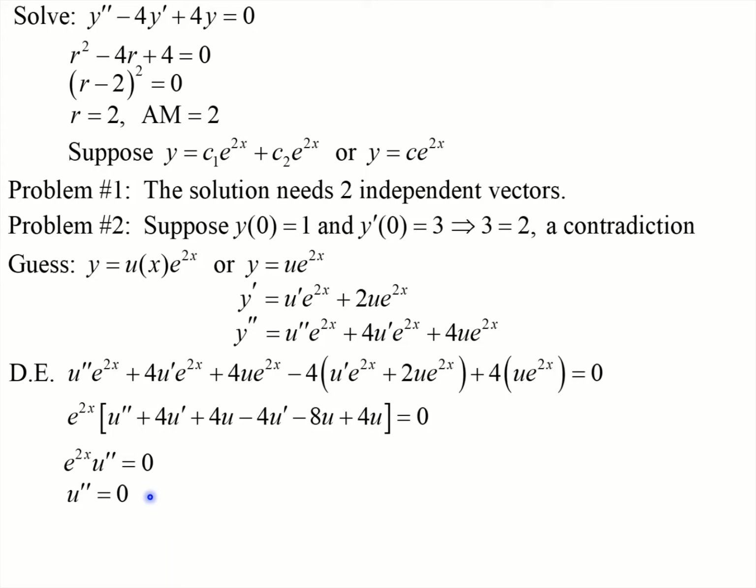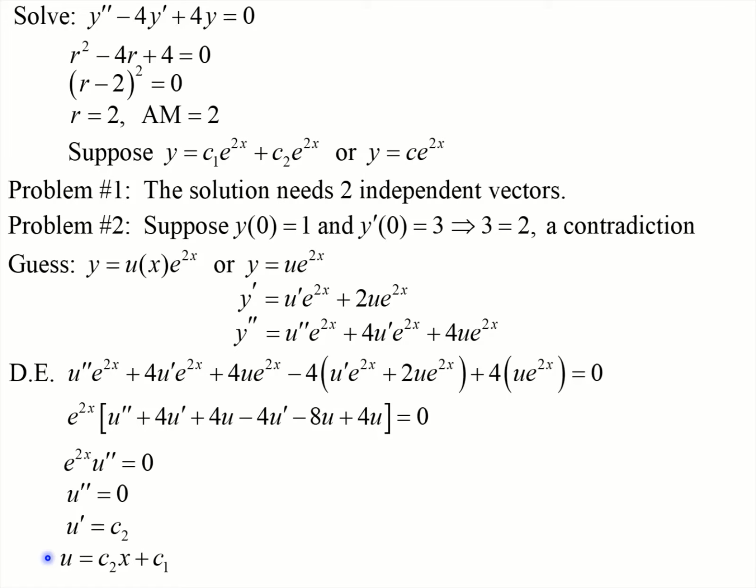The antiderivative would give me u prime on the left plus a c, and then on the right I'd get another constant, so I'll just call that c2. So u prime equals c2. I'm going to go ahead and take the antiderivative on both sides of this equation. I'm going to get u on the left, c2x plus another constant, which I'll call c1. Okay, so that is what the function u looks like.